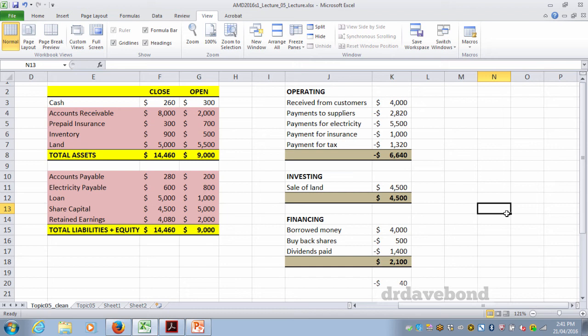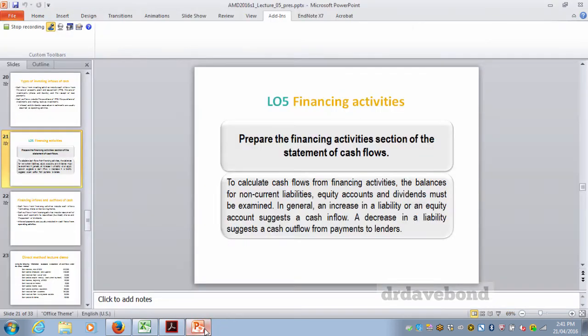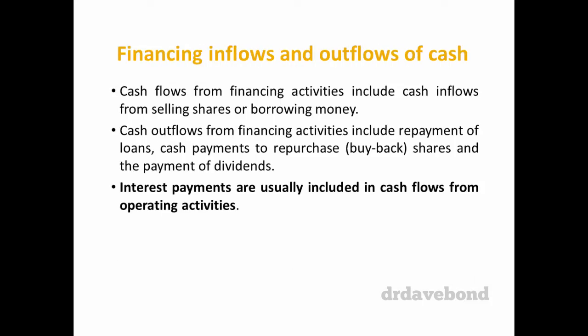I'm going to show the indirect method using this set of information, because what I want to do is show you how you get 6,640 as a net cash outflow using the direct method, and how you get the same number using the indirect method. So the idea behind the indirect method, we'll get to that. This is the other way.